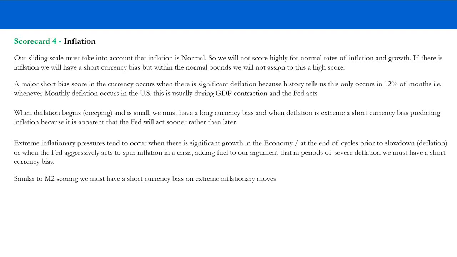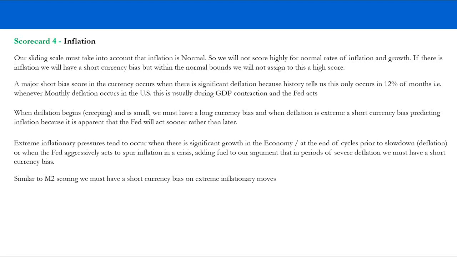Now we're going to have a major short bias score in the currency when there is significant deflation, because history tells us that this only occurs in 11-12% of months, i.e. whenever monthly deflation occurs in the US, it's usually during periods of GDP contraction and the Fed acts. When deflation begins creeping and is small, we have to have a long currency bias, and when deflation is extreme, we have a short currency bias predicting inflation, because it's very apparent that the Fed will act sooner rather than later.